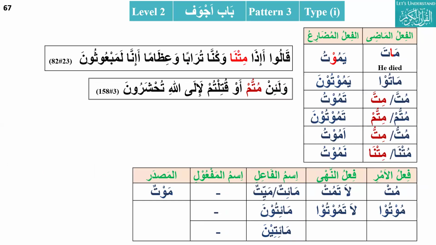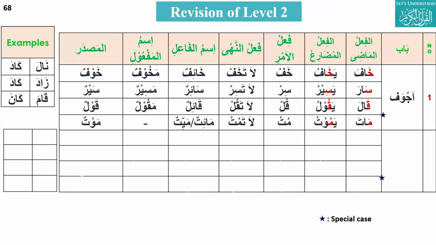Similarly, Mata Yamutu follows Qala Yaqulu, but there is some variation. Mitta and mittum are also used, so it can be mutta, muttum, muttu or mittu. And mitna is used, where following the same pattern it would be mutna. That's why Mata Yamutu is also considered a special case of Qala Yaqulu.